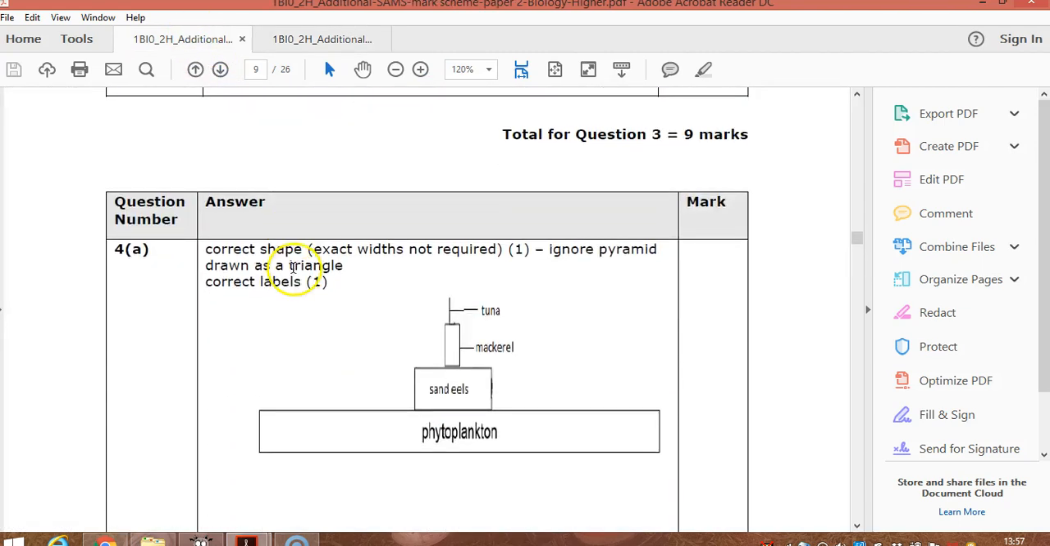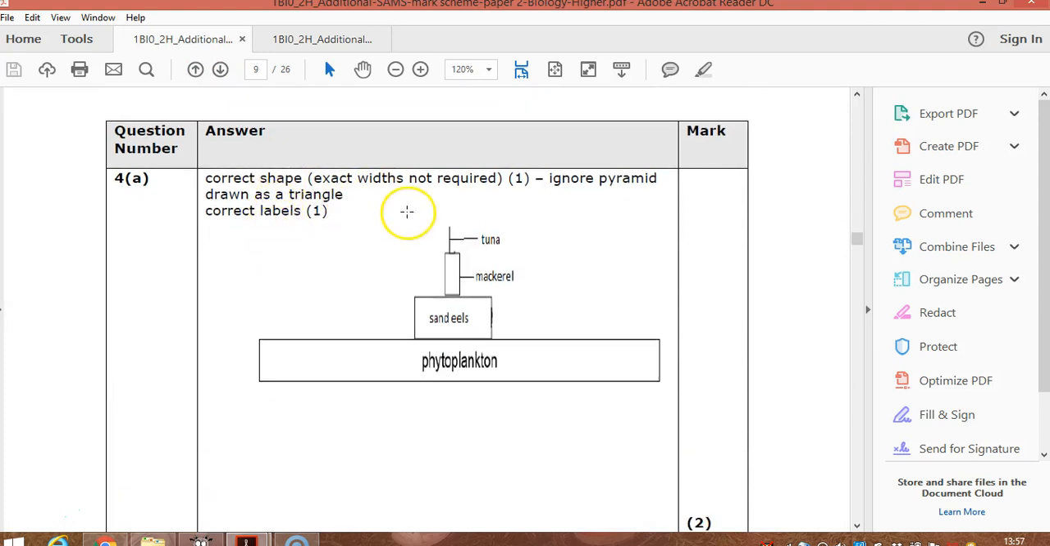So the pyramid of biomass. Here's an example. It says correct shape, exact width not required. Ignore a pyramid drawn as a triangle and the correct label. So there's phytoplankton, which is huge because plant biomass is much bigger than any animal biomass. Eaten by sand eels, which is smaller, and then mackerel, which is smaller still, and then tuna, which is smaller still. So the clue is in the name, pyramid of biomass.